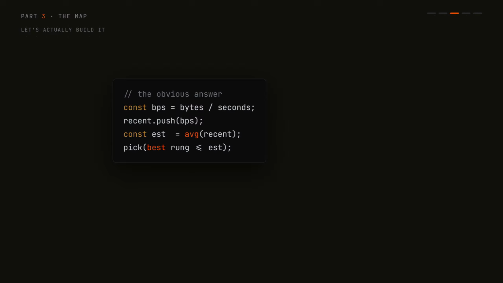Let's do the obvious thing. Time each segment. Divide bytes by seconds. Average the last few. Pick the best rendition that fits. That's 4 lines of code. It is the answer almost everyone gives. And on paper it's correct.